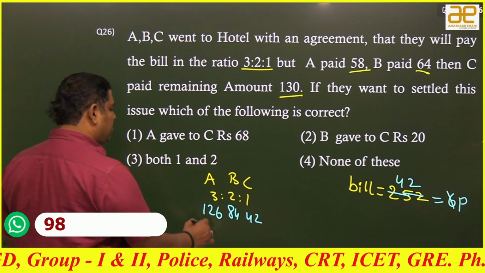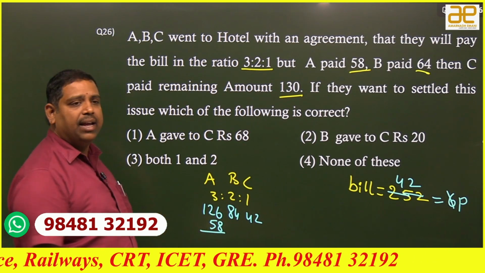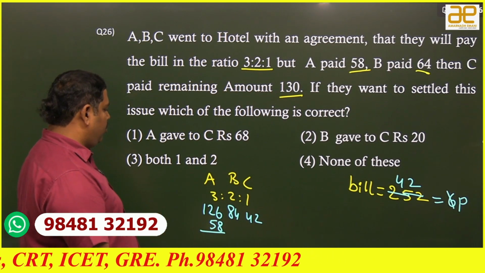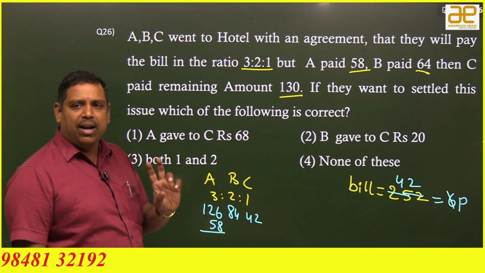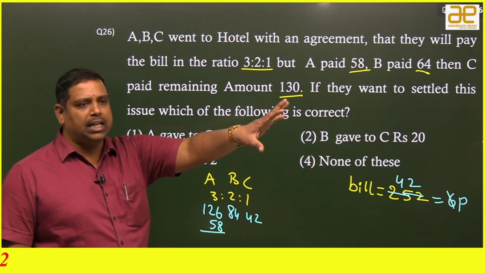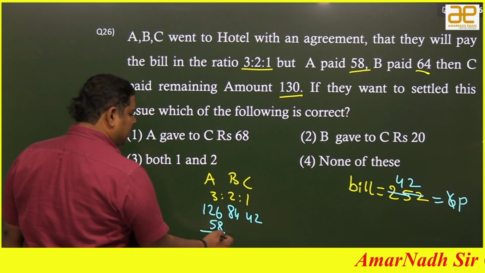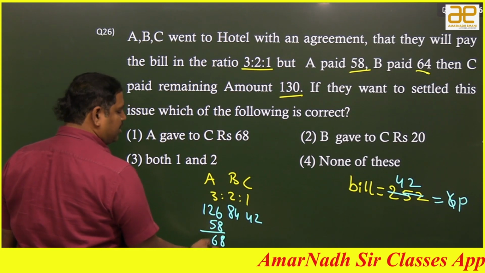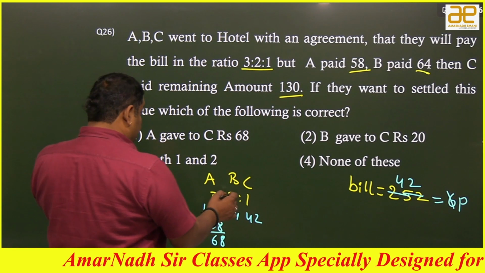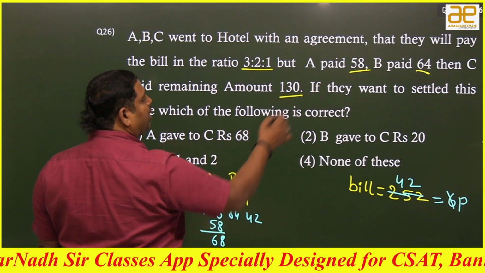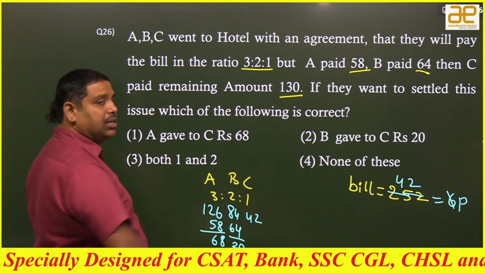Now how much they paid? Observe. 58 rupees only A paid. Means the remaining gap now he has to repay. So A has to pay 126 rupees but A paid only 58 rupees. Means the remaining amount he has to pay either to C or to B or both. The gap is 68 rupees; A will pay. To whom, we will see later. Next one. B has to pay 84 rupees. How much he paid? 64 only. Means he will also pay 20 rupees to someone else.